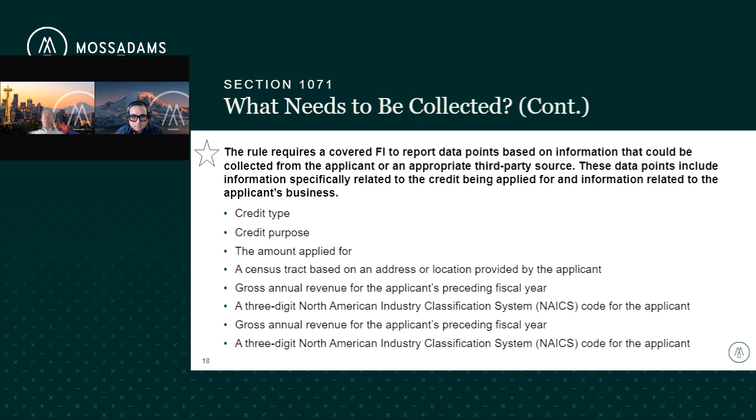The rule requires a covered financial institution to report data points based on information that could be collected from the applicant or an appropriate third-party source. The following are data points that could include information specifically related to the credit being applied for and information related to the applicant's business. Some of those examples we've listed below, which include credit type and credit purpose, and a number of different areas that I'm sure a lot of you are familiar with. So we won't go through those items here. These slides are available, but wanted to make sure that we had these listed here so that you could see them.